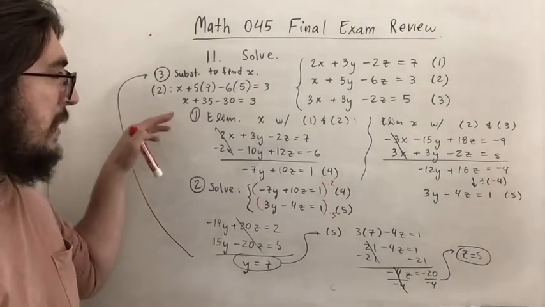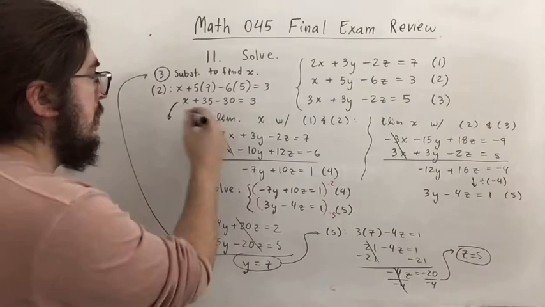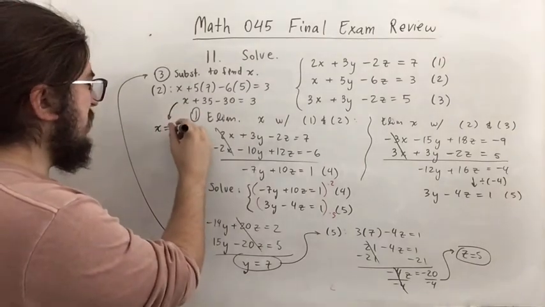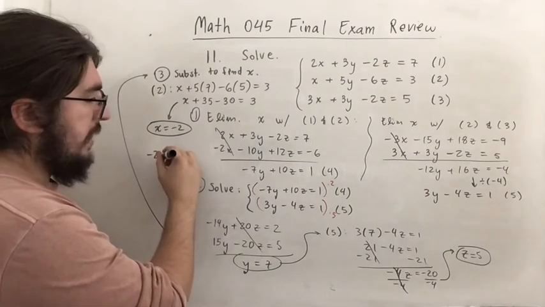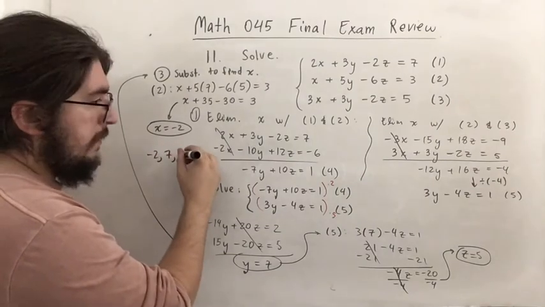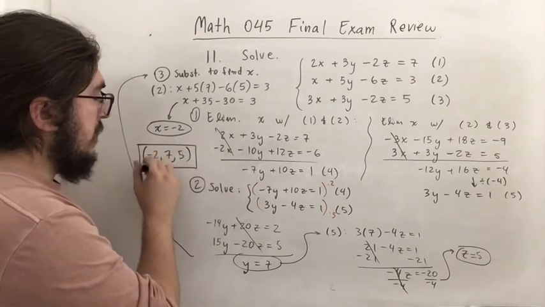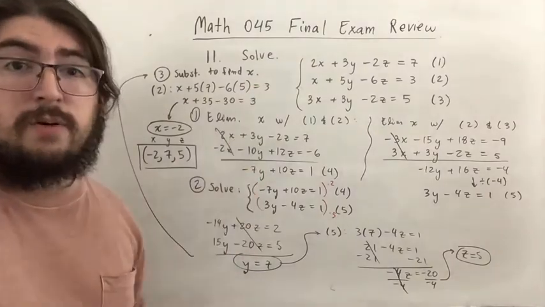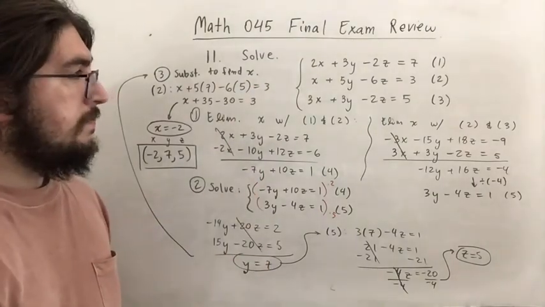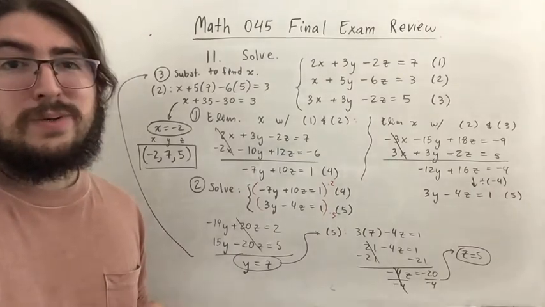So I've kind of run out of space still, but that's 5, subtract 5. 3 minus 5 is negative 2, so x is negative 2. So our ordered triple then is negative 2, comma the y value we got, comma the z value we got. Now, if you want to check this answer, you can plug these x, y, and z values into each of these three equations and see that they all check out. Okay, so that concludes number 11, and now let's move on to number 12.